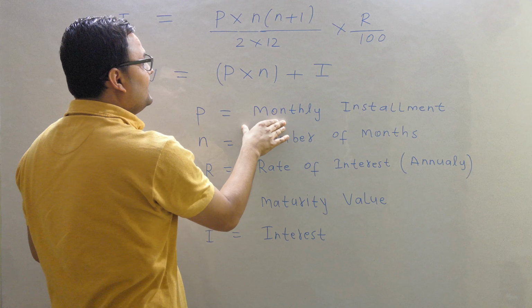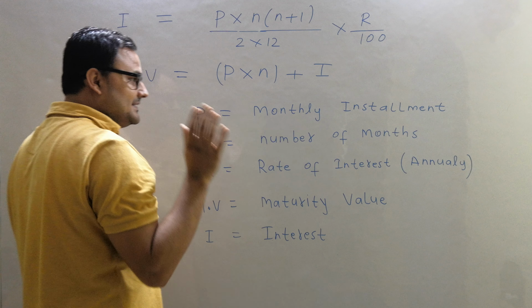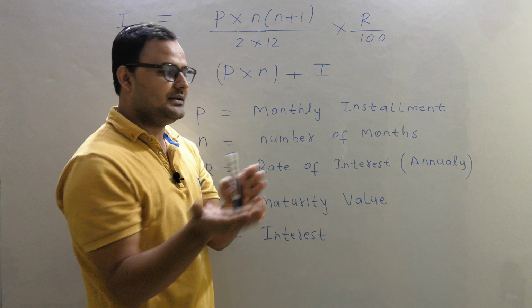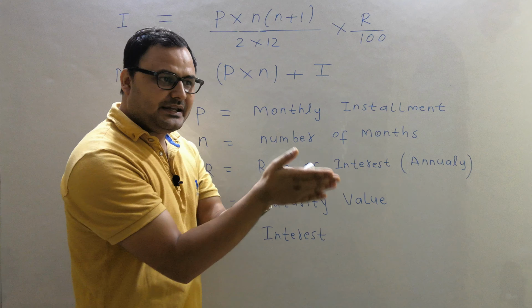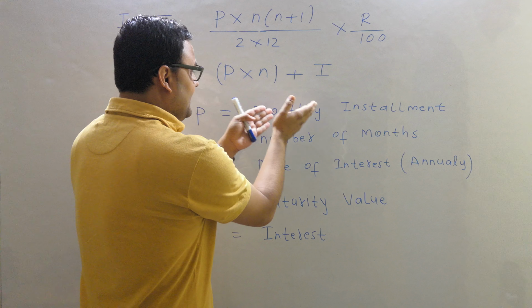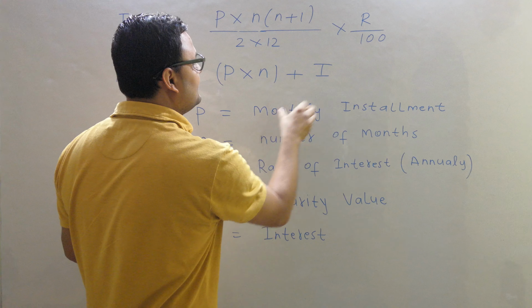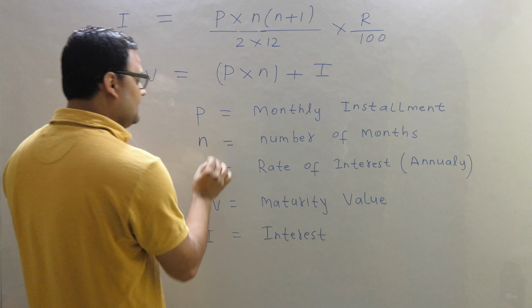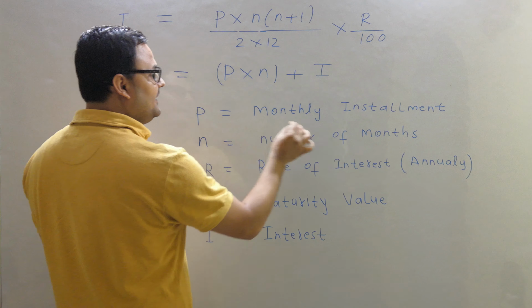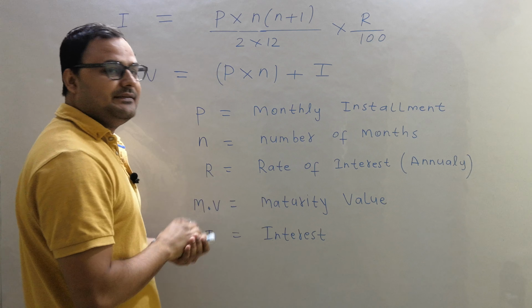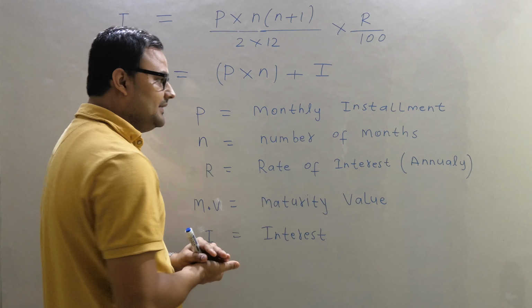P equal, it's not principal amount. Principal amount means we have deposited some amount, suppose I deposit 5,000, 10,000. But here I have to pay monthly. Monthly means we can say P is a monthly installment. Now n equal number of months. We don't have to count in years, we have to count in months. So suppose if in the question it's given 1 year, we have to convert into months, 1 into 12, that is 12 months.